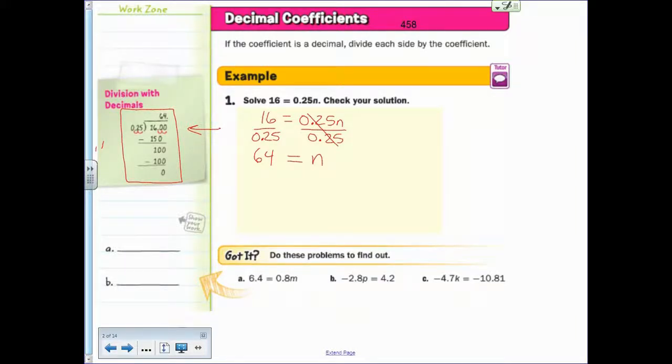Think of it this way. It takes 4 quarters to make $1. So it takes 4 of these to equal 1. So it's like taking 16 and multiplying it times 4, and you get 64 as your answer. So when you get an answer like that on your calculator, don't assume that you're wrong, because when you divide a whole number by a decimal, you will get a larger answer, not a smaller answer.